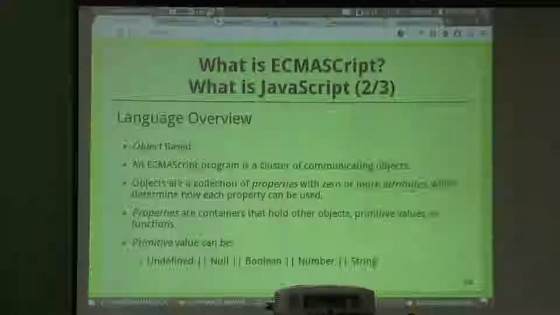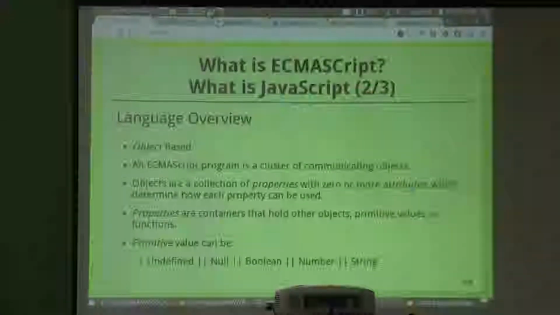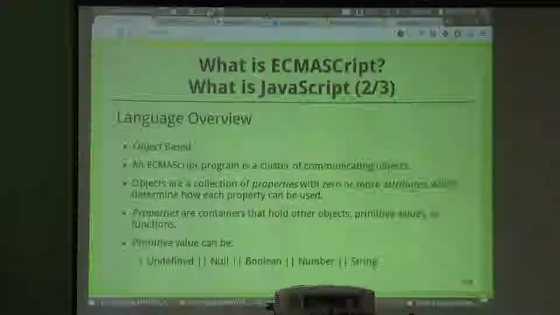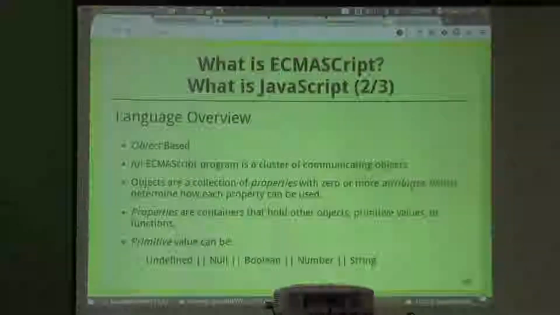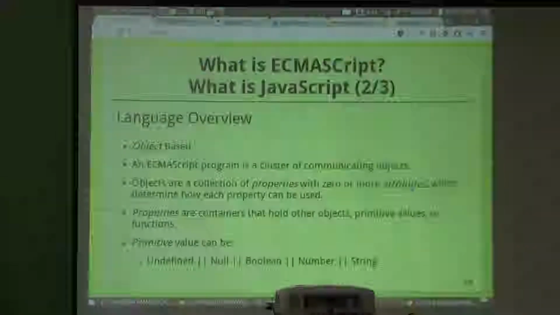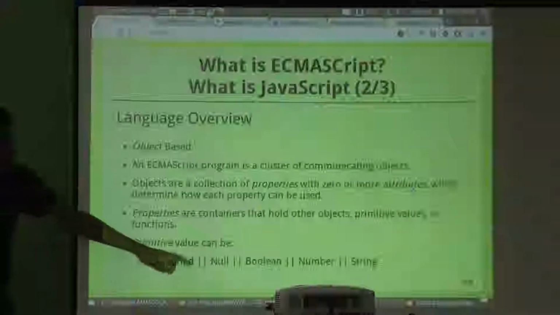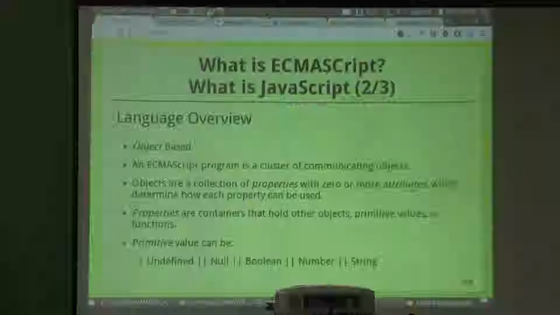Properties are containers that hold other objects, primitive values, and functions. If you've done C programming, you know what a primitive value is: your ints, your shorts, your characters, your strings, et cetera. And you also probably know what functions are: your void, main, and stuff like that. Those are all functions. You can also have methods inside JavaScript, and then other objects. The primitives are undefined, null, Boolean, number, and string, and pretty much just that.